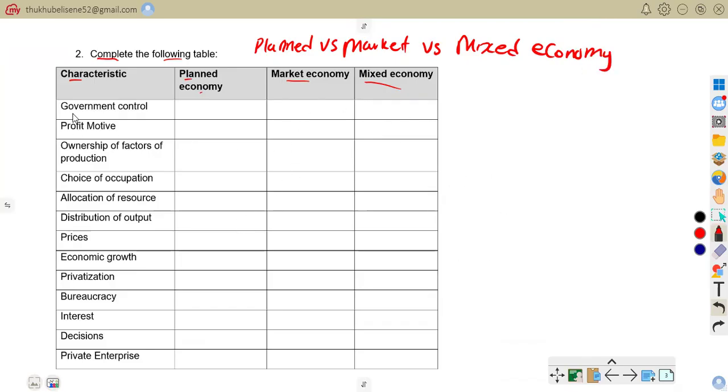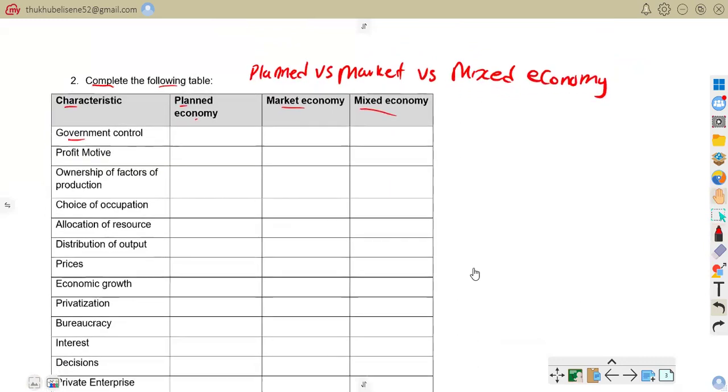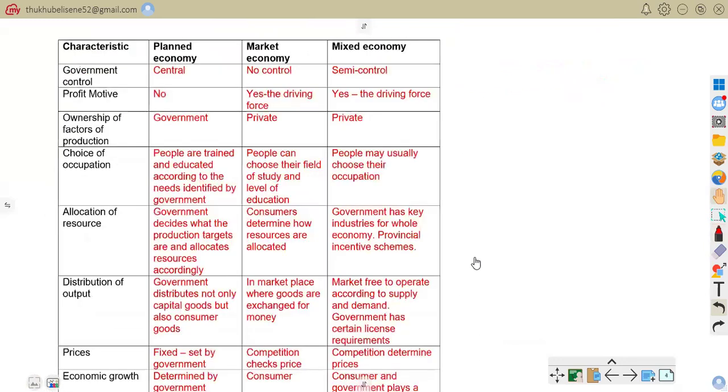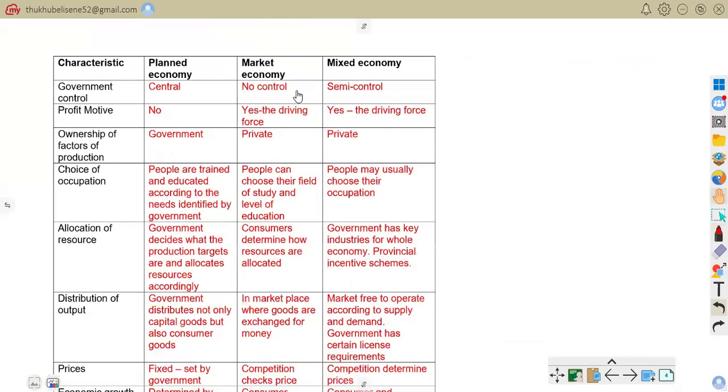So we are going to have government control, profit motive, ownership of factors of production, choice of occupation, allocation, and so on. So now let us quickly give the answers on those. Here we are on the answers to those questions.